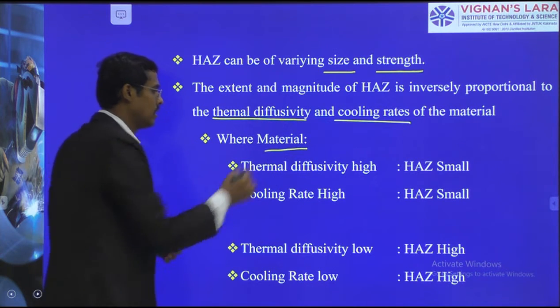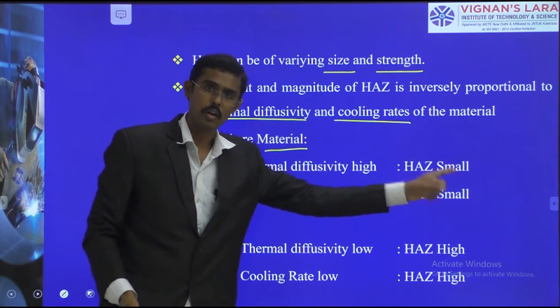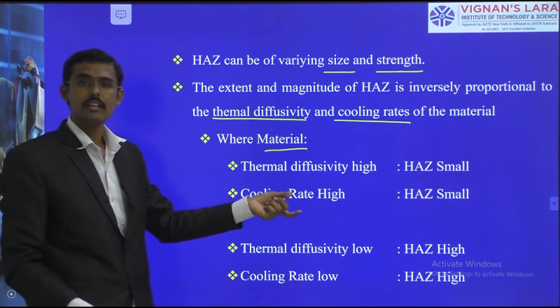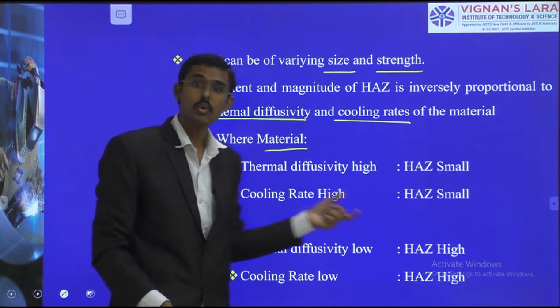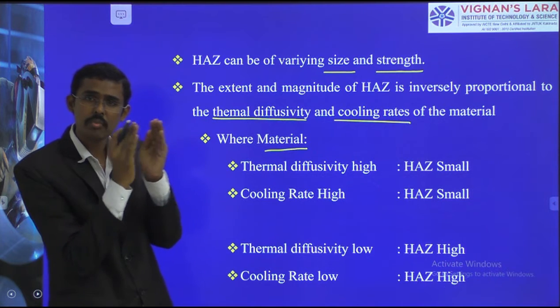So when the material thermal diffusivity is high, heat affected zones are small. When the cooling rate is high, heat affected zones are small. When the cooling rate is high, the heat affected zones become minimum.